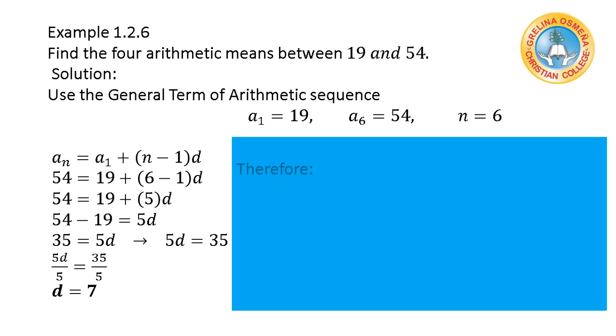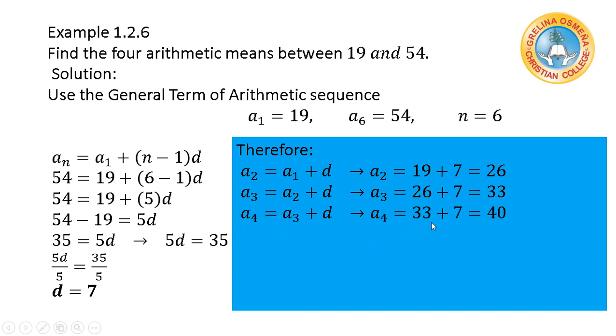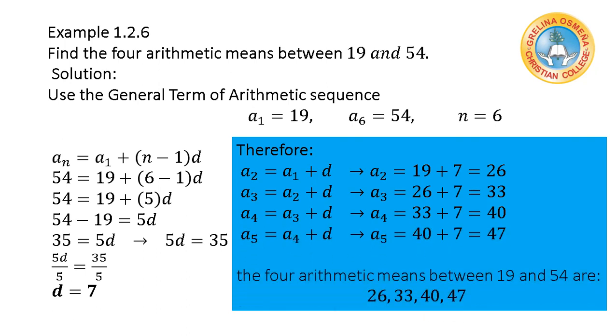Now we just add. So here, a sub 2 is a sub 1 plus d. So a sub 2 equals 19 plus 7 is 26. Then we use 26 for a sub 3. 26 plus 7 is 33. Do the same. 33 plus 7 is 40. And then 40 plus 7 is 47. So the four arithmetic means between 19 and 54 are 26, 33, 40, 47. If we add 47 plus 7, the answer is 54. So this is correct.